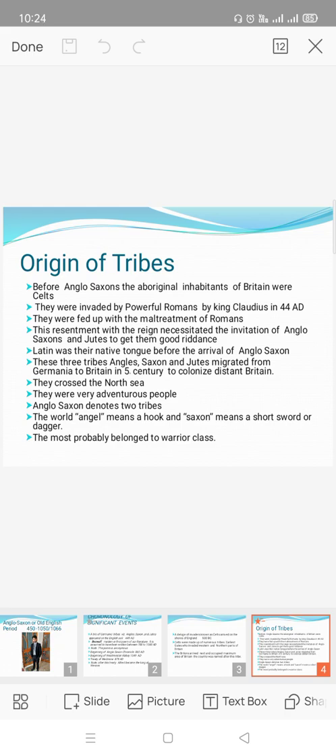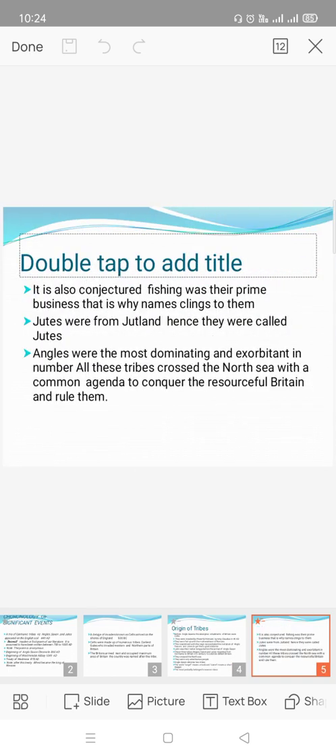In recent times, Walton used this term Angle for fisherman, and Saxon for a short sword, and the names denote that those people belonged to the warrior class, and they believed in warfare and conquering, and then to achieve liberty and freedom. It is also conjectured that fishing was their prime aim, as I told you just a while ago, and their prime business was also fishing. That is why the name is still used for them.